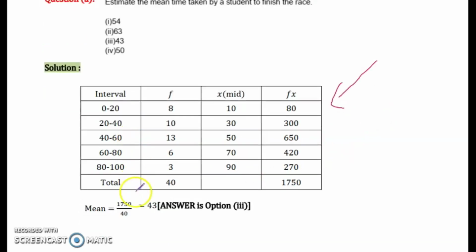Everybody knows the mean formula, that is sigma fx divided by sigma f. Therefore, what is the x value? The x value is going to be the mid value. How to calculate the mid? It is the mid of each class interval. Therefore, 0 plus 20 divided by 2 is 10. Once again, 20 plus 40 divided by 2 is 30. In the same way we have to calculate the rest. Take this number as the numerator and this as the denominator. This is going to be 43. Therefore, our correct choice is 3 here, right?